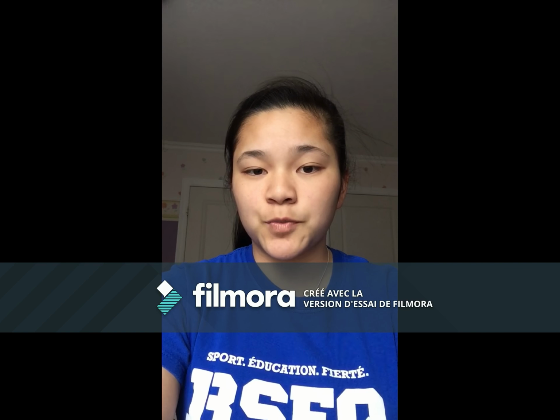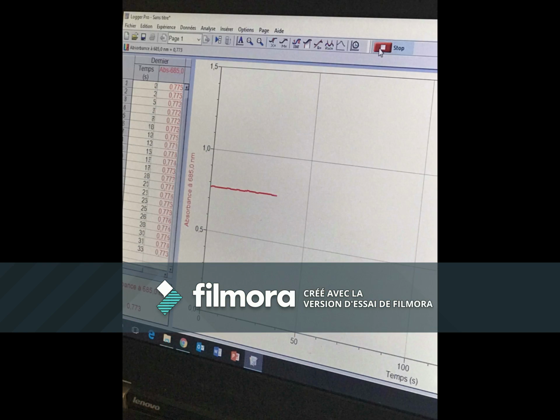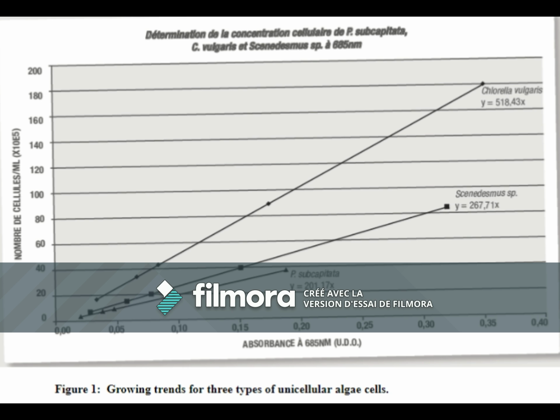Today we measured the absorbance of our algae in order to calculate the number of cells per milliliter in the diluted sample using this graph. Then we washed our algae culture using a centrifuge that separated the surfactant and the algae pellet so that it would later dry and be manually crushed to extract the oil.